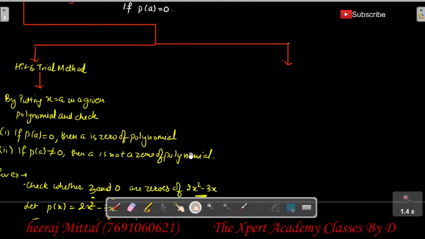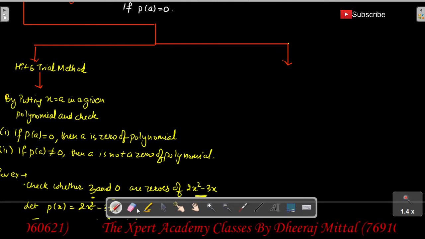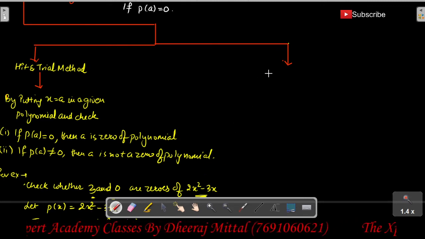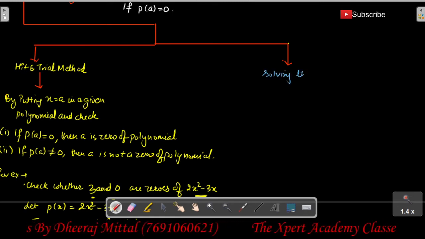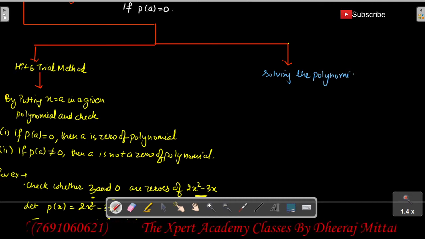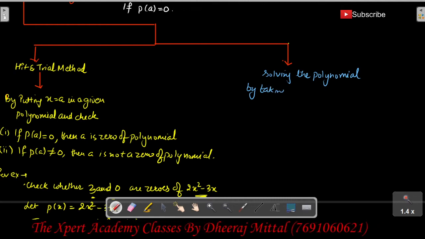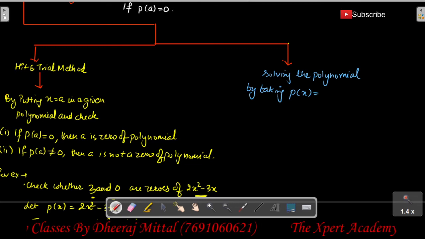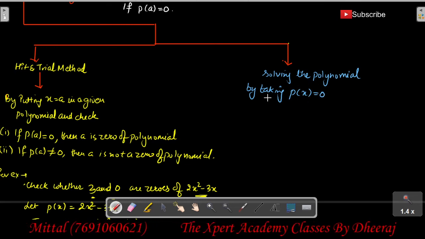Now let's discuss the second method, that is solving the polynomial. But how? By taking p(x) is equal to 0. x को हम 0 लेकर इसको क्या करेंगे, पॉलिनोमियल को सॉल्व.